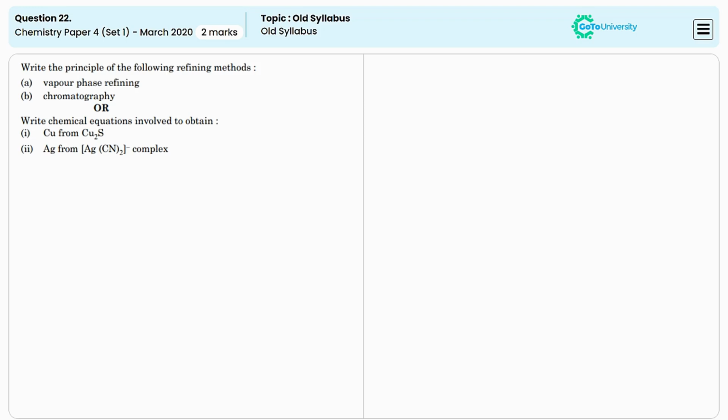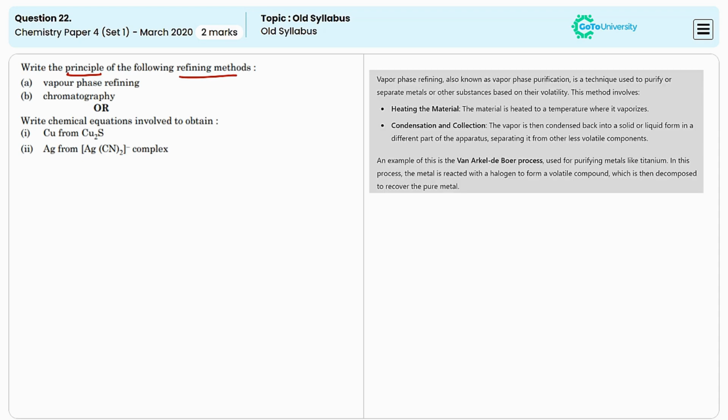Here the question is to explain the principles involved in the given refining methods. The first one is vapor phase refining. This is also known as vapor phase purification or vapor phase extraction. This is a technique used to refine metals by utilizing their volatile compounds. This method is often applied to metals that can form gaseous or vaporous compounds.